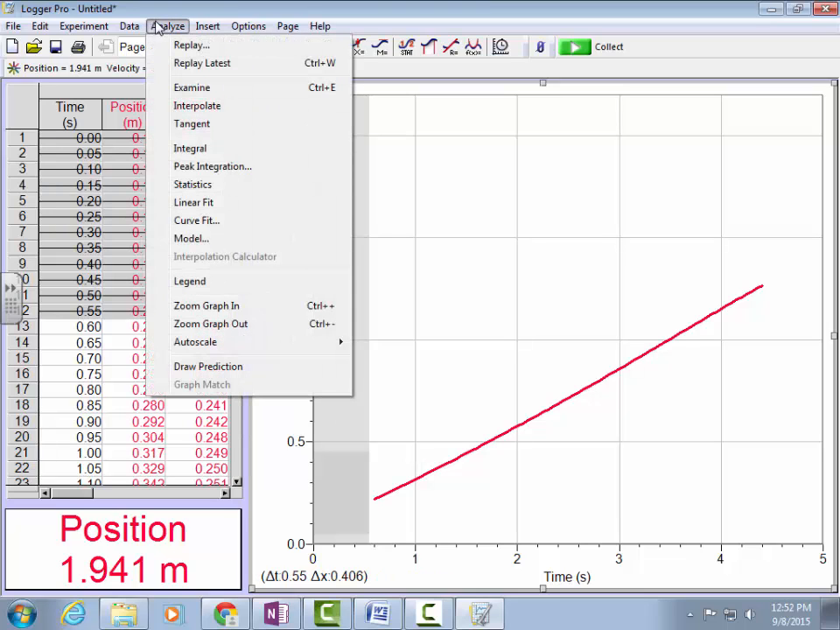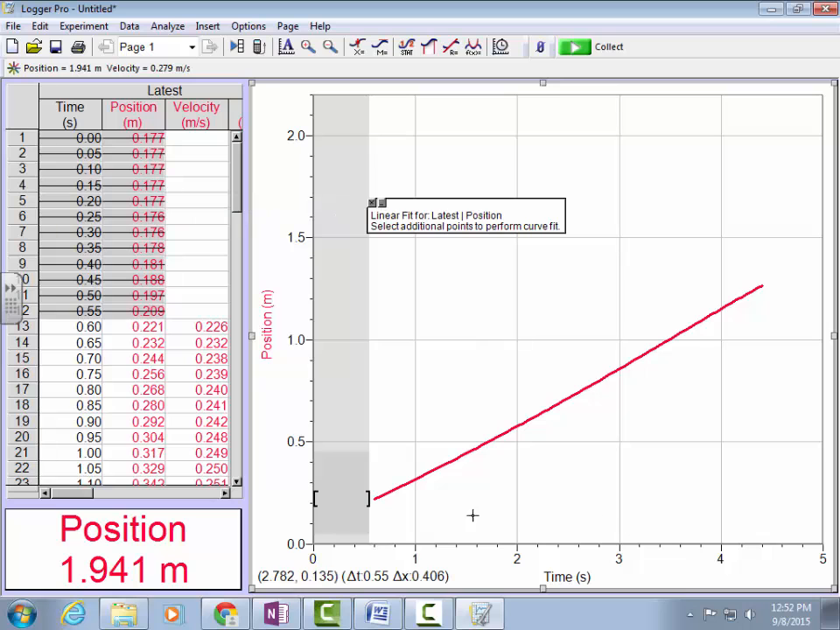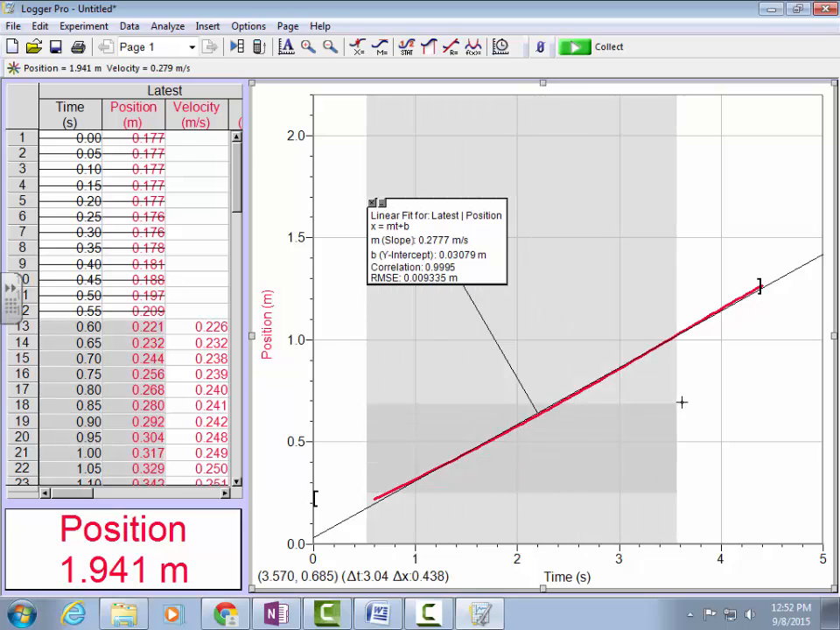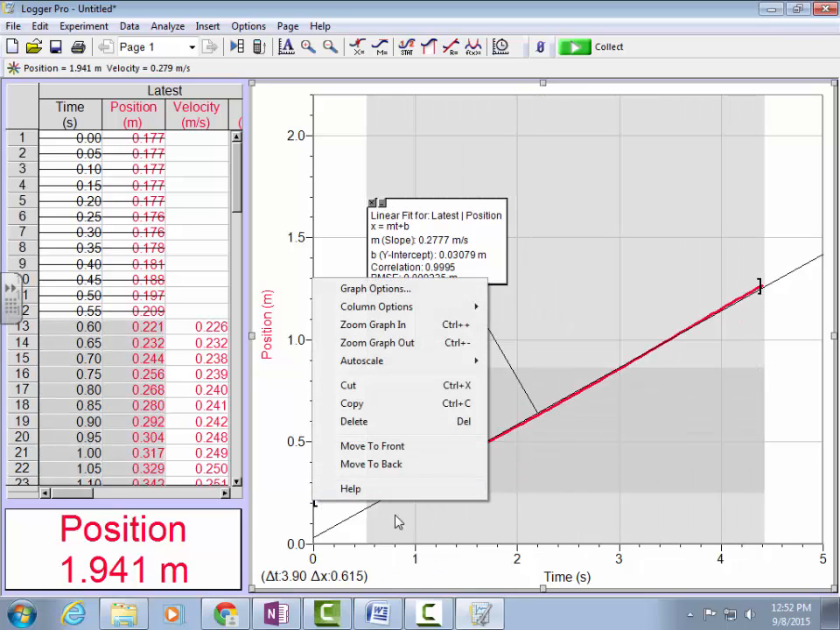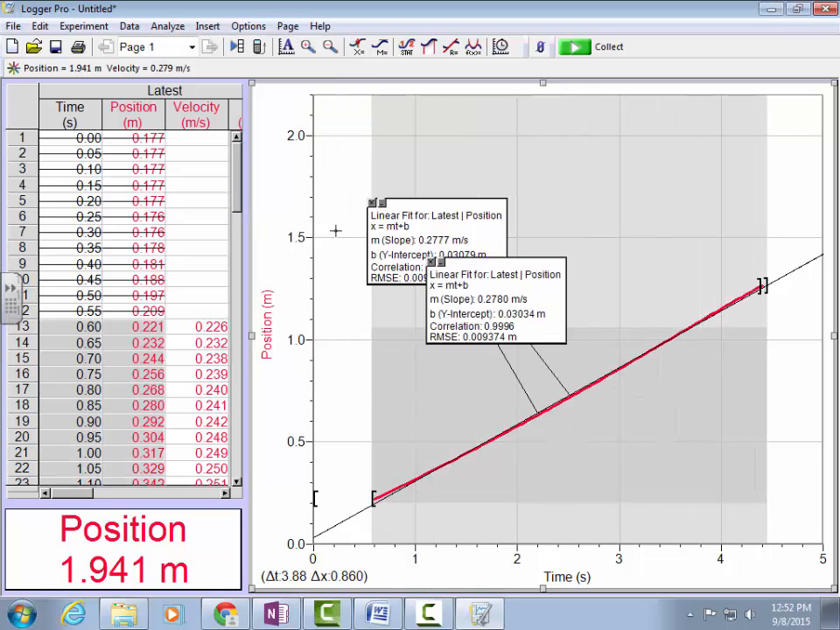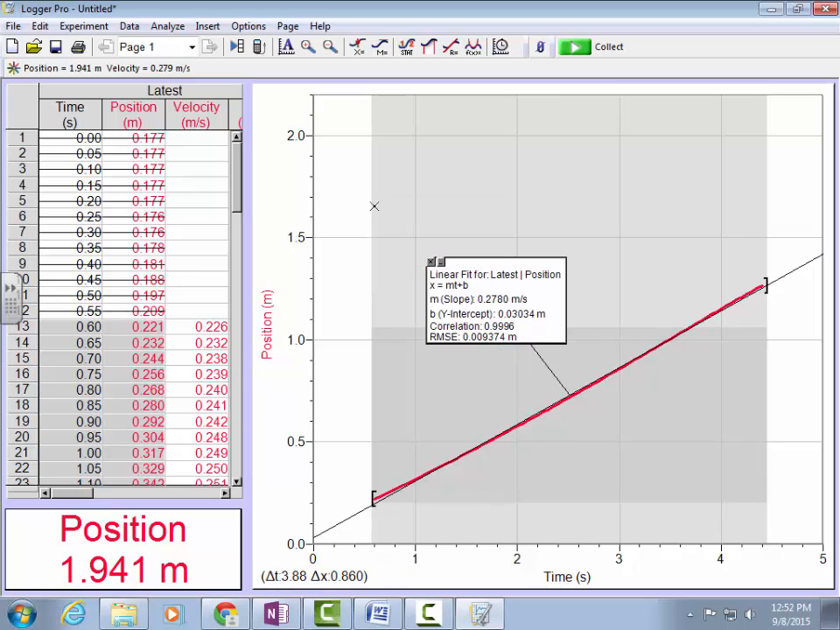So in order to actually do this, I'll go and do a linear fit. No, not for that region, for this region. Why does it never work? So for this region, I'll do a linear fit, and there you have it. So the slope is 0.2780 meters per second. So if you have constant velocity, the average velocity generates a position function that has a linear function of time.